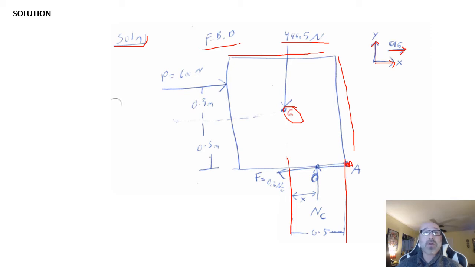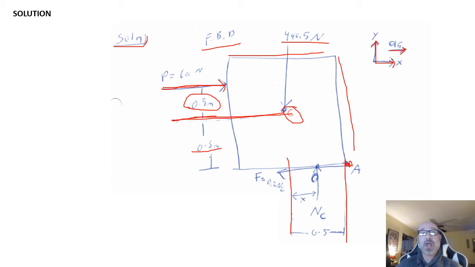Other things we know: this right here was 0.8 meters off the ground. Well, the center of this is at 0.5 meters, so this is another 0.3 meters above the center. This is going to become important when we're talking about the slip or tip criteria for the crate when we apply this load at 0.3 meters above the center line right there.